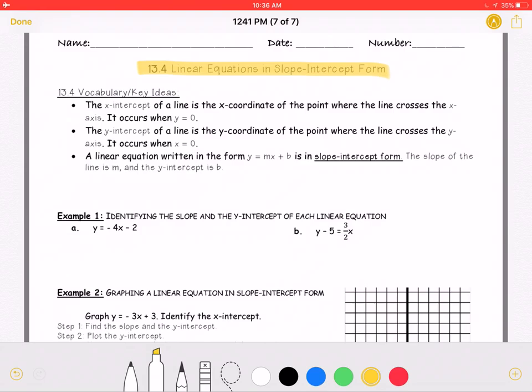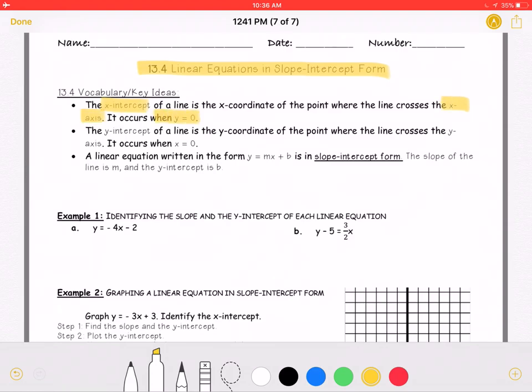The x-intercept of a line is the x-coordinate of the point where the line crosses over the x-axis. So we're looking at where the line crosses, at what x value does the line cross the x-axis? And that is when y is going to equal 0. So that's our x-intercept. Think intercept, it's like when it intersects with the x-axis.